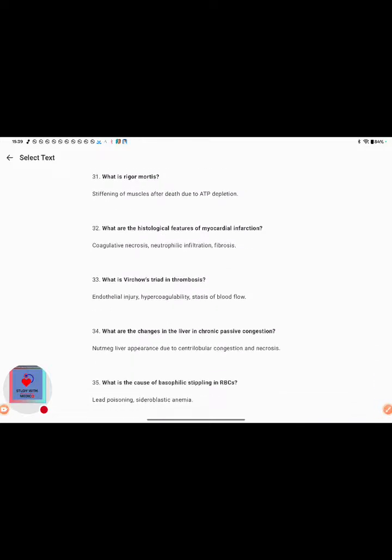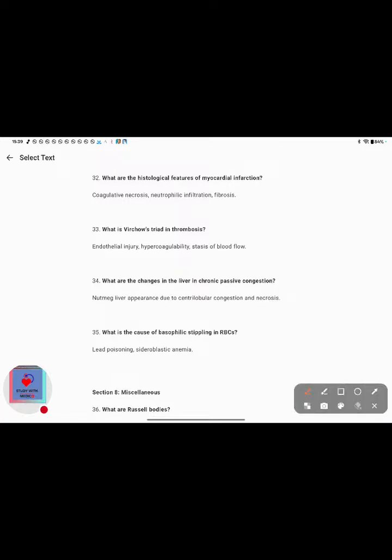Autopsy pathology. What is rigor mortis? Rigor mortis is stiffening of muscles after death due to ATP depletion. What are the histological features of MI? In MI, you will see coagulative necrosis, neutrophilic infiltration, and fibrosis.